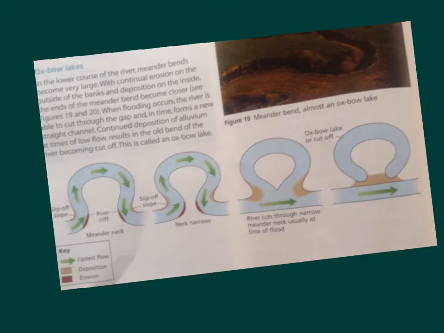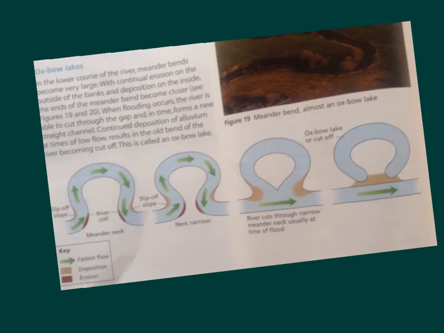Now, water is efficient, or another word for that is lazy. It's not going to go around a bend unnecessarily. So if it can, it's just going to flow straight. Much less effort. And if you look at that bottom right picture, you can see with continued deposition, a new channel is formed and we have a cut-off. That's another name. Or an Oxbow Lake.